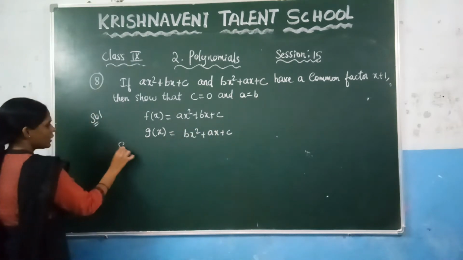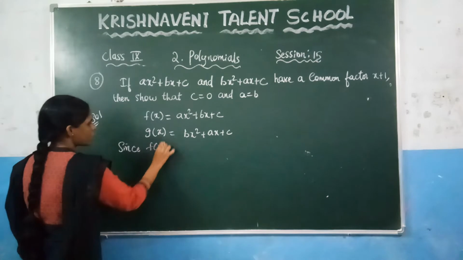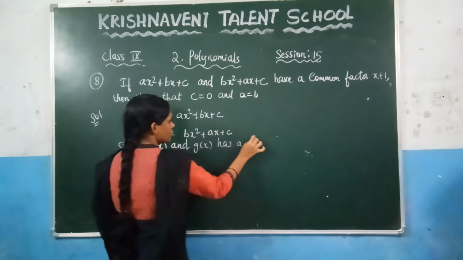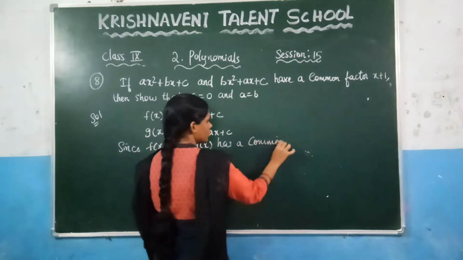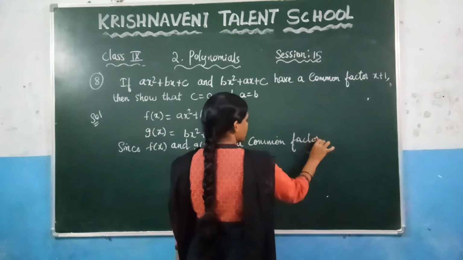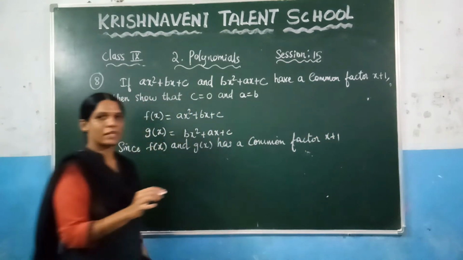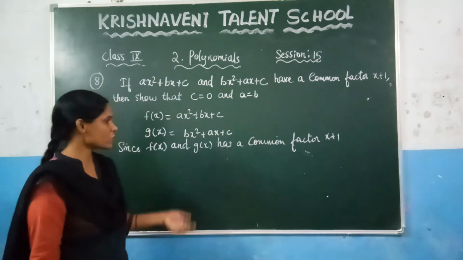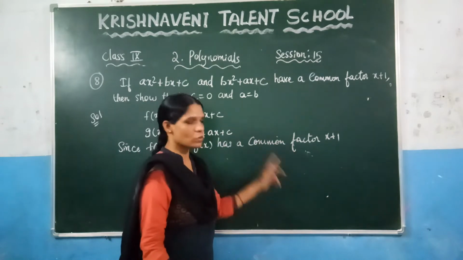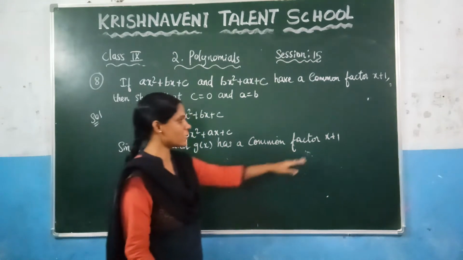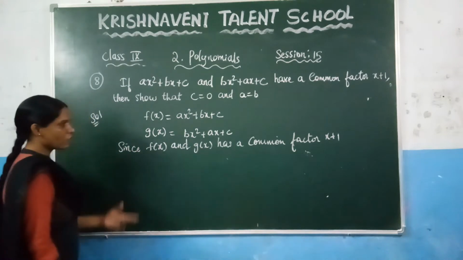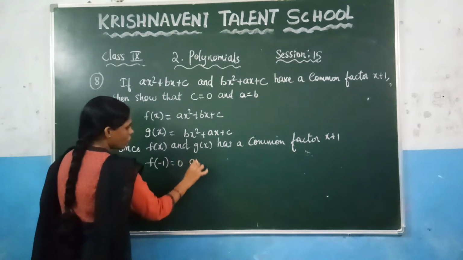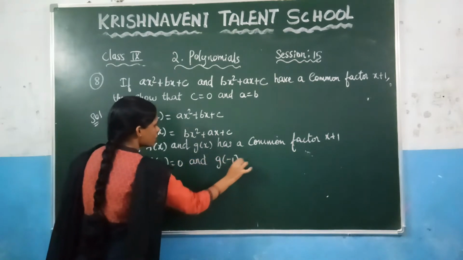Here, since f of x and g of x have a common factor x plus 1, if you divide this polynomial with that polynomial, you have to get the remainder as 0. Similarly, in this case also, if you are dividing these two polynomials, you are getting the remainder as 0, which states that it is a factor. So by the factor theorem, you can write f of minus 1 is equal to 0, and g of minus 1 is equal to 0.